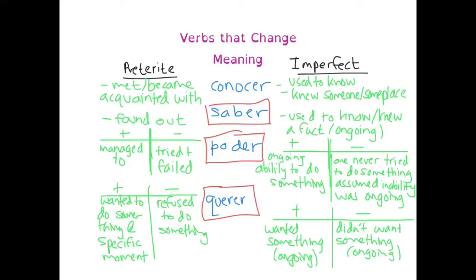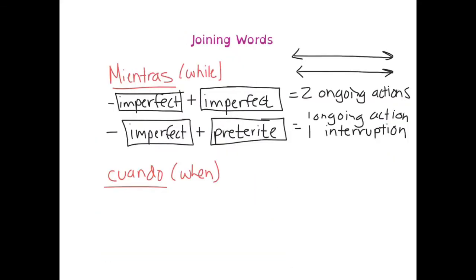Use an online dictionary. Alright, now let's talk about joining words, because these you'll see a lot with these two tenses. Let's start with mientras. Mientras means while, and it joins two parts or two clauses. You could either have two imperfect verbs, one in each clause. That means you've got two ongoing actions. So I was studying while you were reading. The two actions don't have anything to do with one another. They're both INGs, and I think of them as parallel lines.